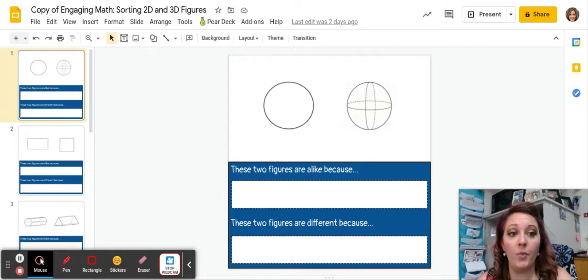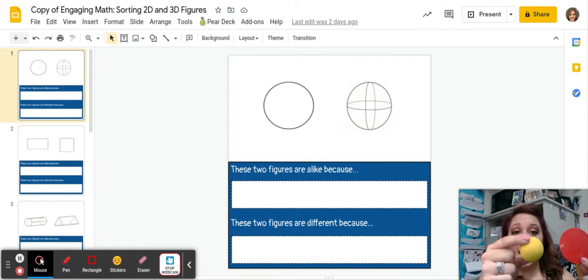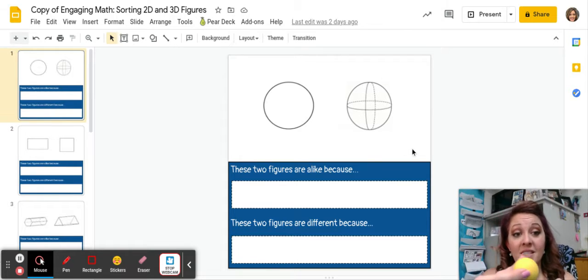So, let me show you my circle and my sphere. So, here is my sphere, and here is my circle. So they look alike on paper, but when I have the objects in my hand, you can see they are very different. My circle is flat. My sphere is round like a ball. So this picture that has the lines on it is showing you the sphere.